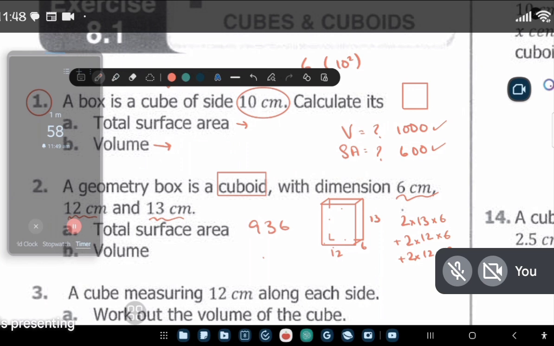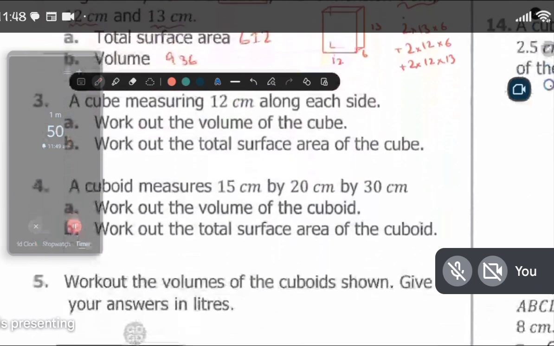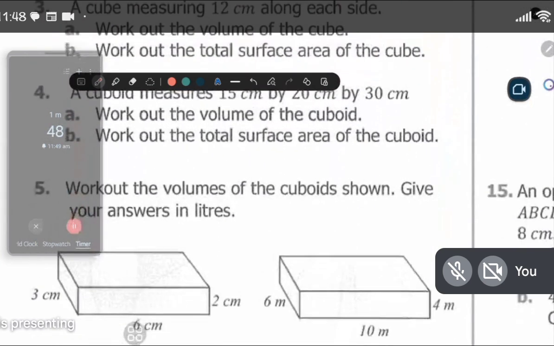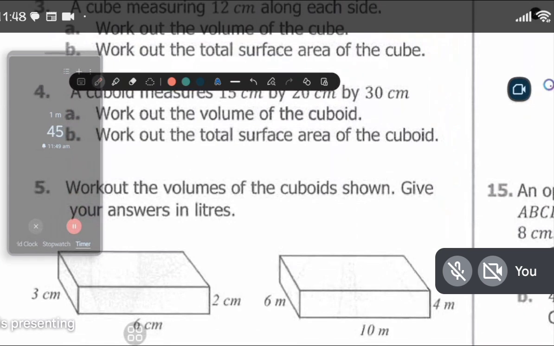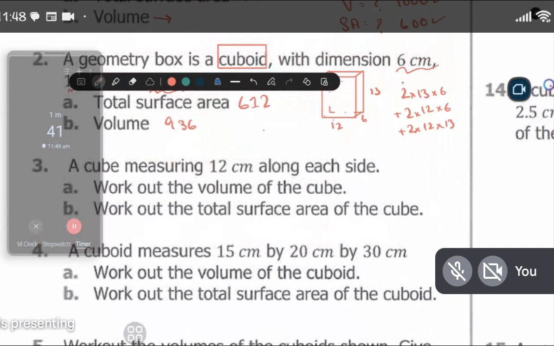612. Yes. Okay. But I have a question. How did we know which one is length and which one is height? You don't have to.